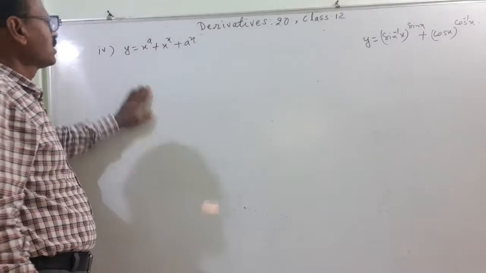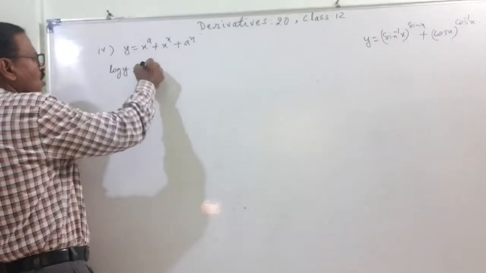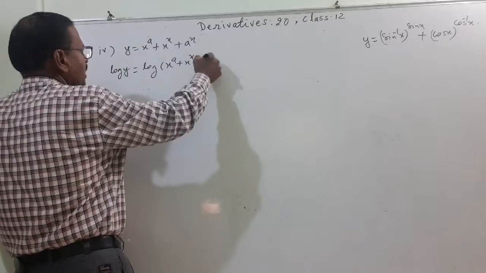How to do this? If I take log on both the sides, log of y is equal to log of x raised to a plus x raised to x plus a raised to x.